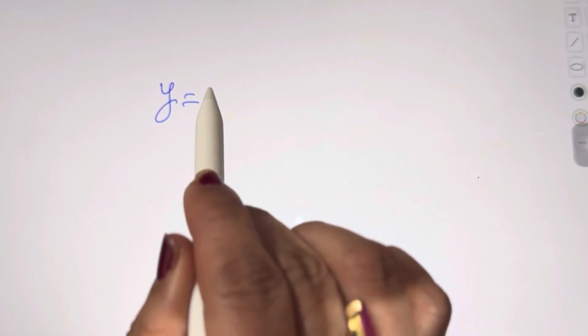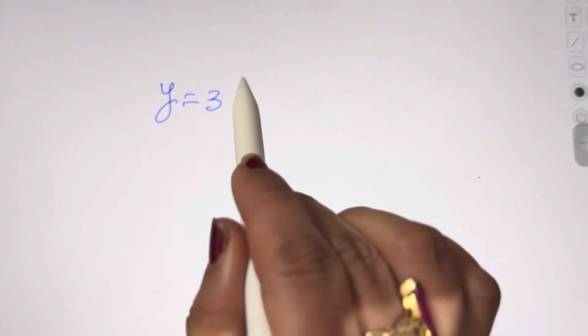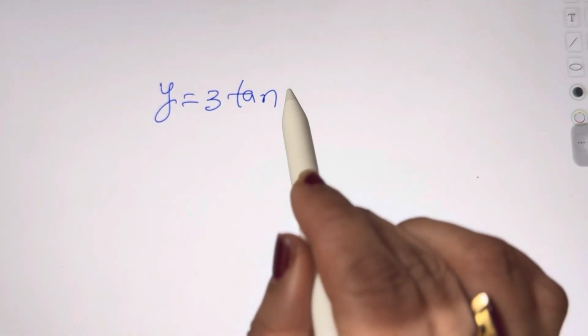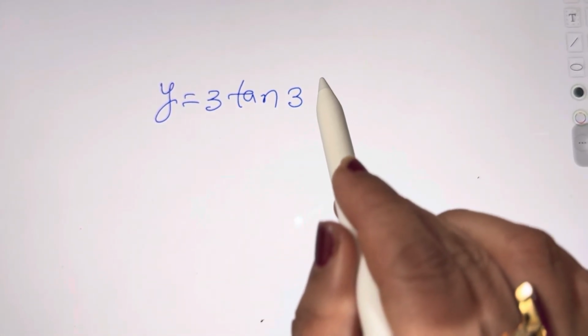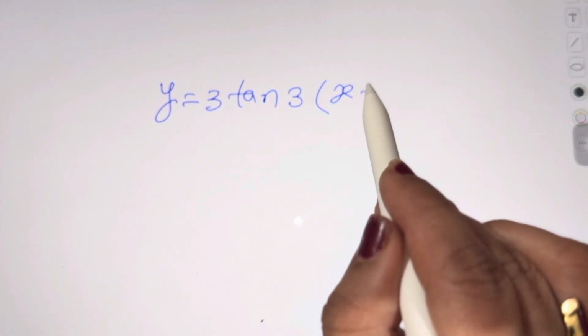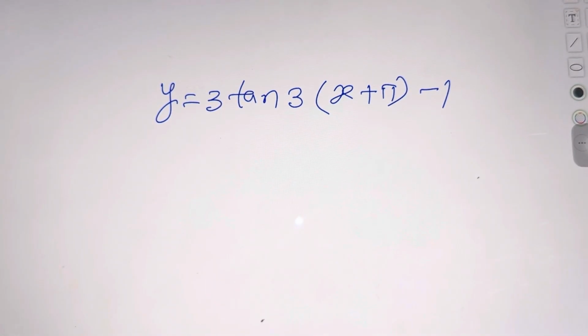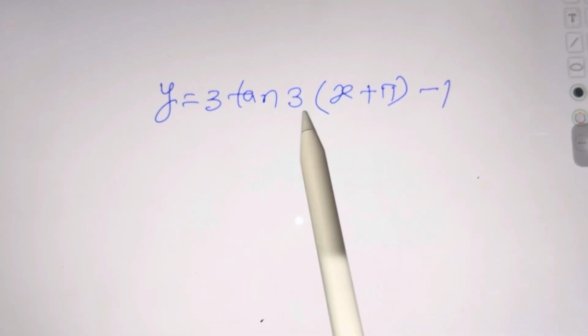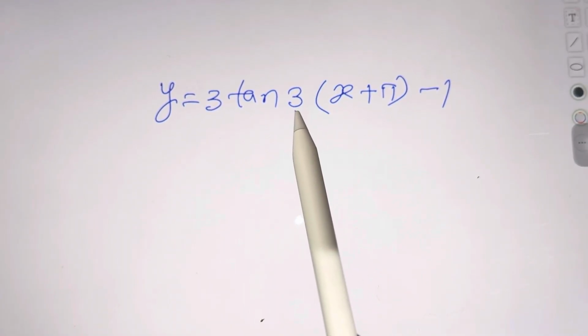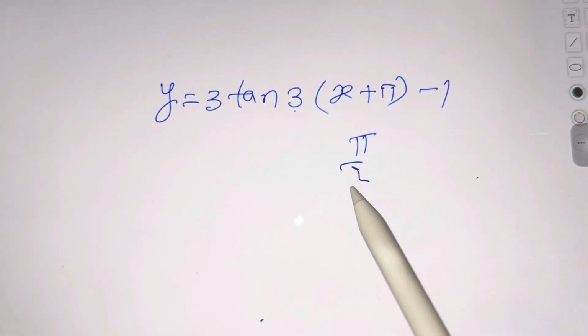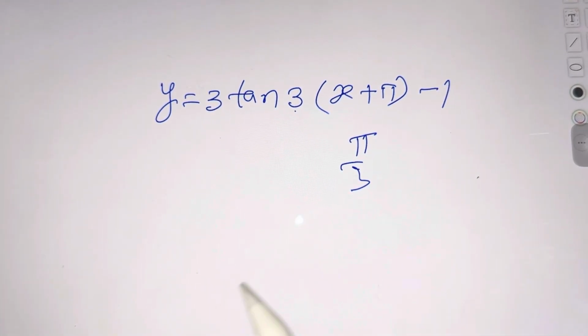So if I write this as 3 tan of 3x plus pi, minus 1. Try to do this. Figure out the period here. It's a horizontal compression by 1/3. Period will be pi by 3. That's the clue I gave you. Now you can start doing it. Let me know if you got this answer or not.